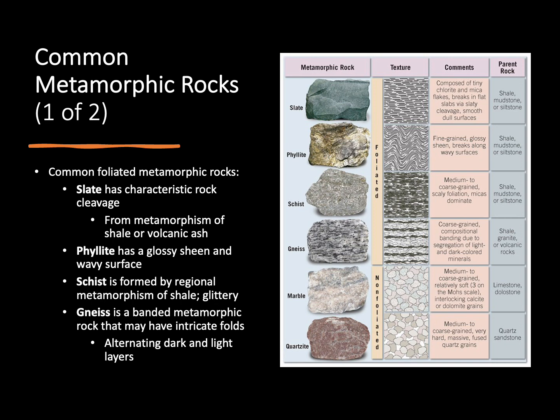But if I take that schist and I apply even more heat and pressure to it, it's going to turn into the highest metamorphic grade called gneiss. And gneiss is the one that has those clear alternating layers of light and dark colored minerals. But since gneiss is the highest metamorphic grade, if I apply any more heat and pressure to it, it's going to melt back into magma. It will no longer be a metamorphic rock.